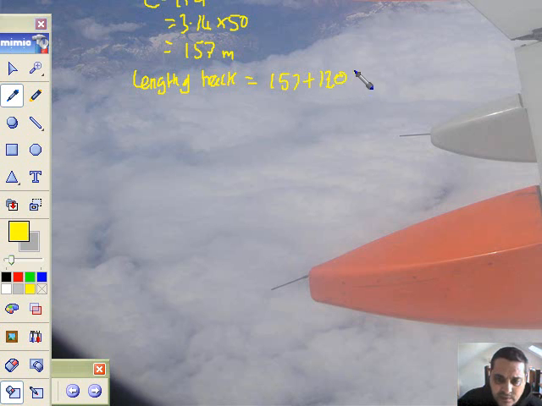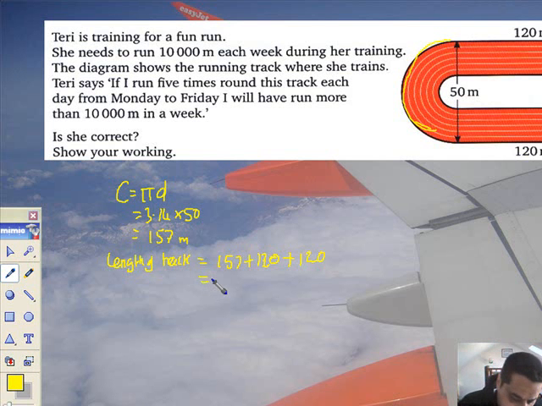Plus another 120. Plus 120. This is the full track. So plus 240 onto that. That gives me, there you go, it's 397. Essentially it's a 400 meter track, but the maths won't let me push it up to 400.